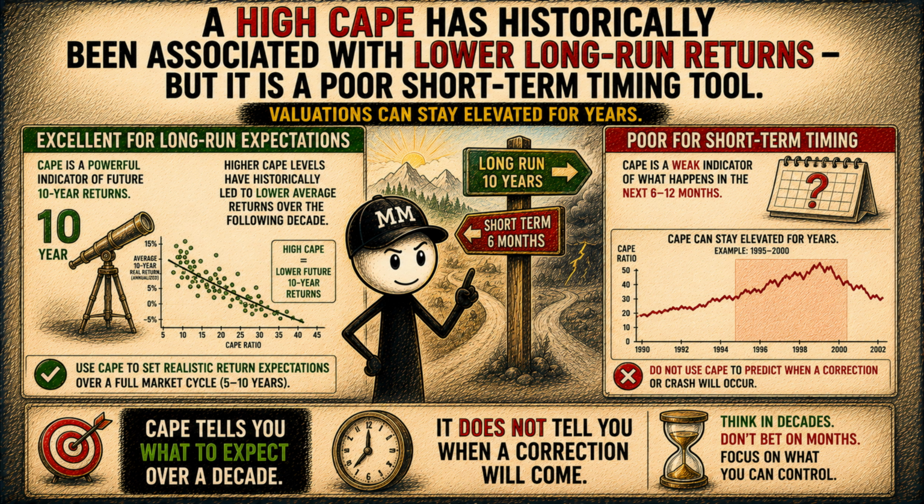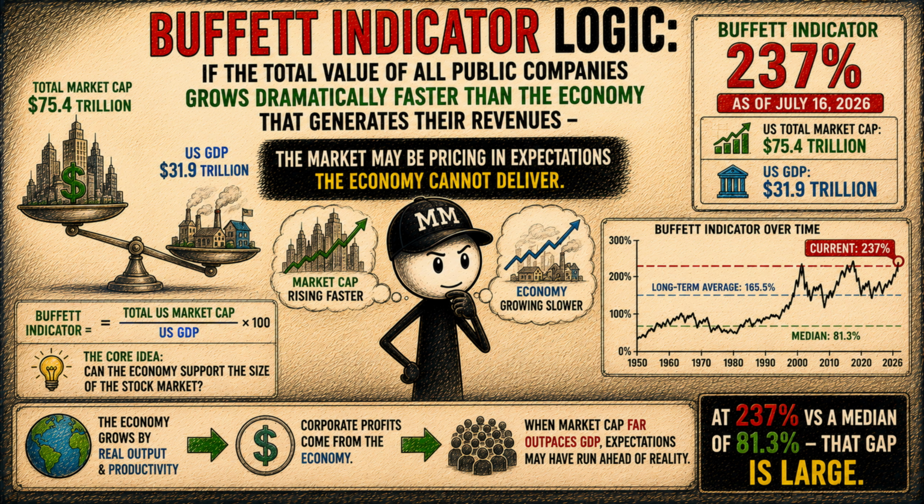The Buffett Indicator, explained. Warren Buffett once described the ratio of total market capitalization to GDP as the best single measure of where valuations stand at any given moment. The logic: if the total value of all publicly listed companies is growing dramatically faster than the actual economy that generates their revenues and profits, the market may be pricing in expectations that the economy cannot realistically deliver. As of July 21, 2026, this ratio is 234.3%. The median value over the full recorded history is 81.3%. The current ratio is approximately 2.1 standard deviations above the historical trend line, suggesting that the U.S. stock market is strongly overvalued.